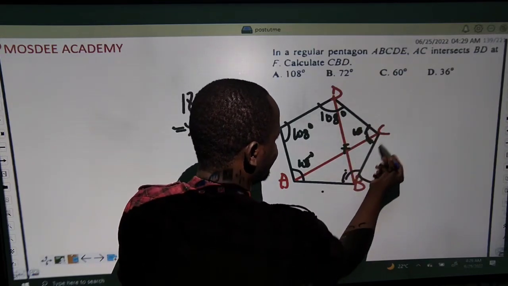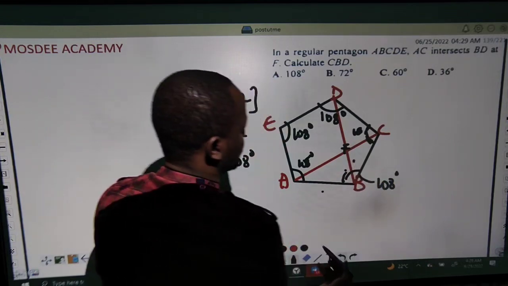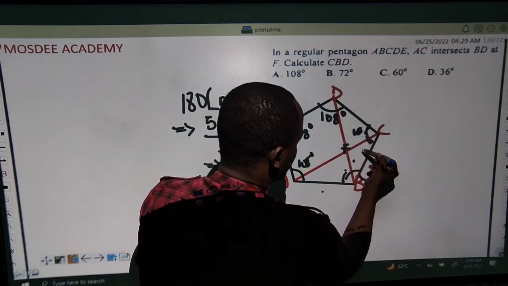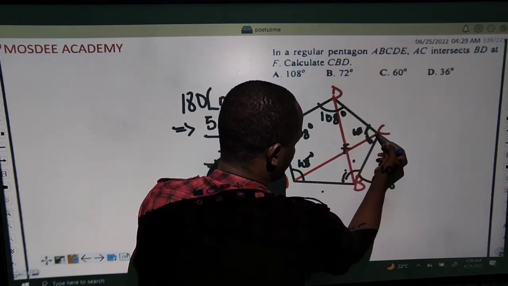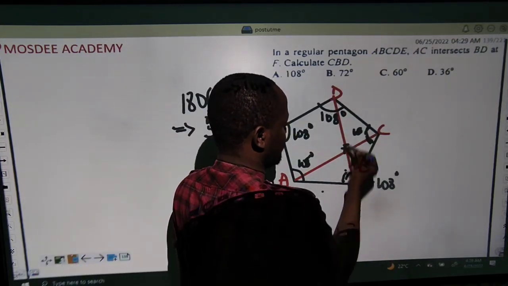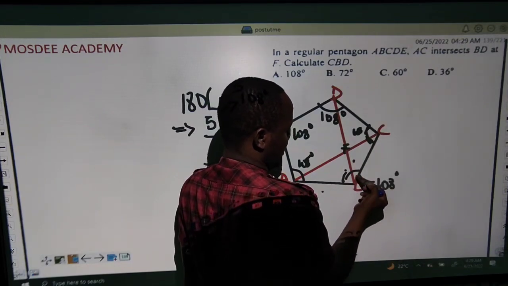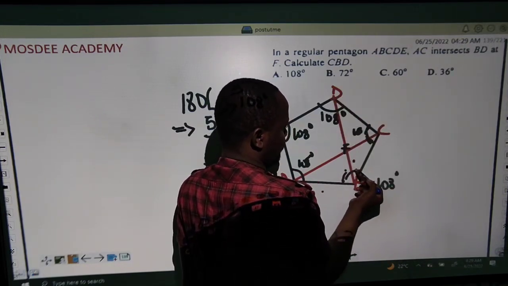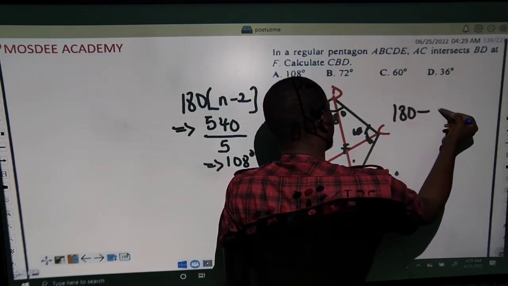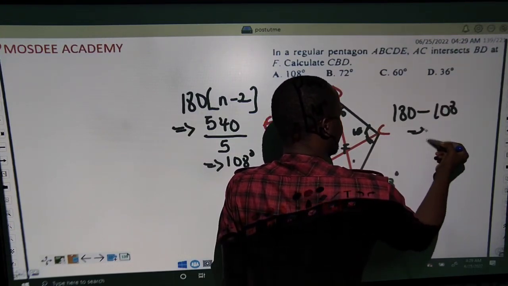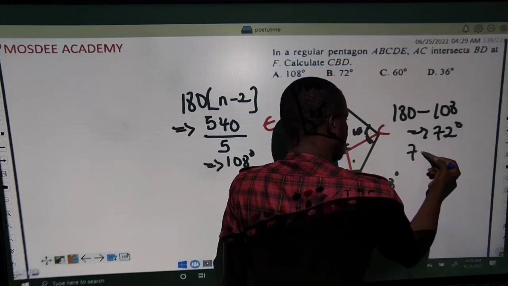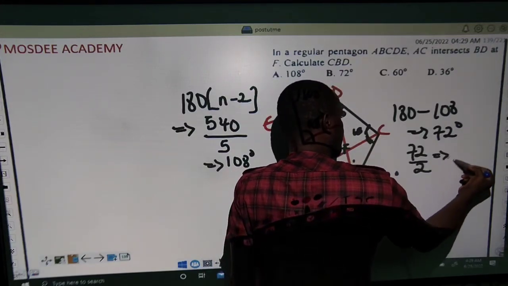I see CBD, this simple angle. Like I said, because of the angle bisector, you don't need to waste your time. So CBD, if this angle is 108, the angles in a triangle sum to 180. Because of the angle bisector, the line here and the line here are equal, and you have to get the angle in the triangle. Triangle is 180 minus 108. I think that one is 72, if I'm not mistaken. And there are two other angles which are equal, so 72 divided by 2, which is 36 degrees.